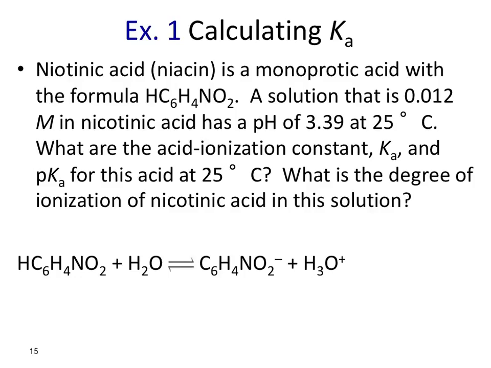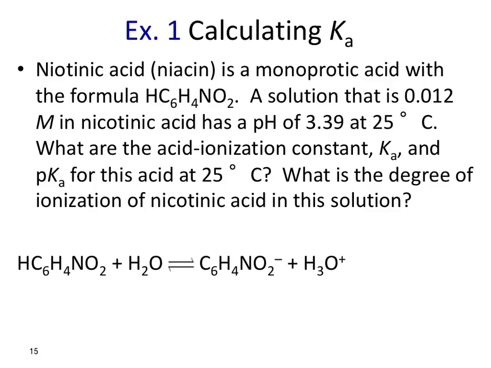Okay, so let's do a problem here. Nicotinic acid is a monoprotic acid and has the following formula. A solution that is 0.012 molar in nicotinic acid has a pH of 3.39 at 25 degrees Celsius. What are the acid ionization constants, Ka and pKa, for this acid at 25 degrees Celsius, and what is the degree of ionization of the acid in solution?